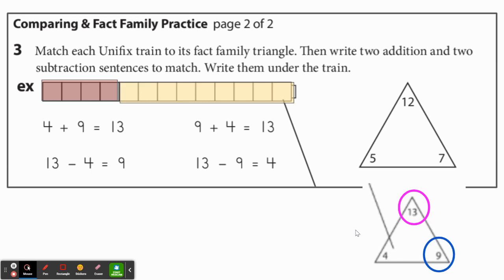So if you look at my Unifix train, if I subtract the 9 yellow, I am left with 4 red. I can also write my subtraction sentence starting with 13 and subtract 4. So take away my 4 red cubes. What am I left with? I am left with 9 yellow cubes. So following the example on your paper, you are going to work to match the Unifix trains to the correct fact family triangle and come up with number sentences that match the fact family.